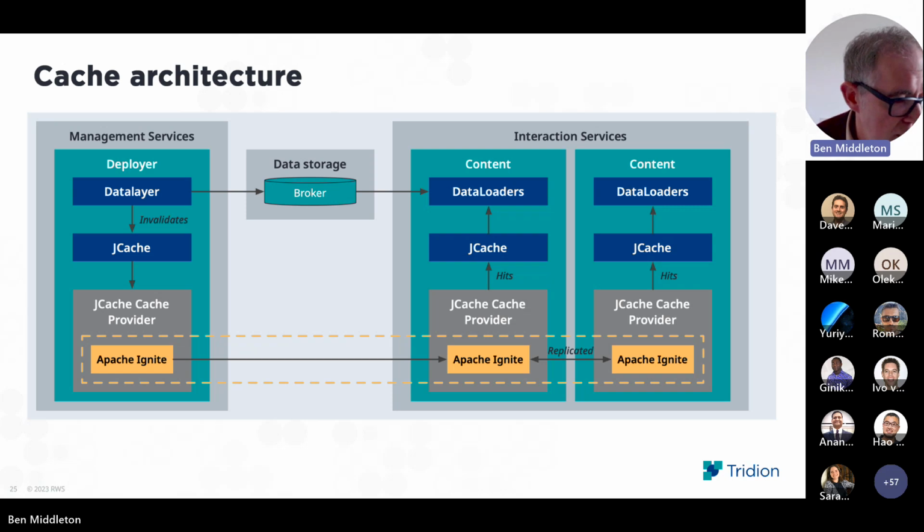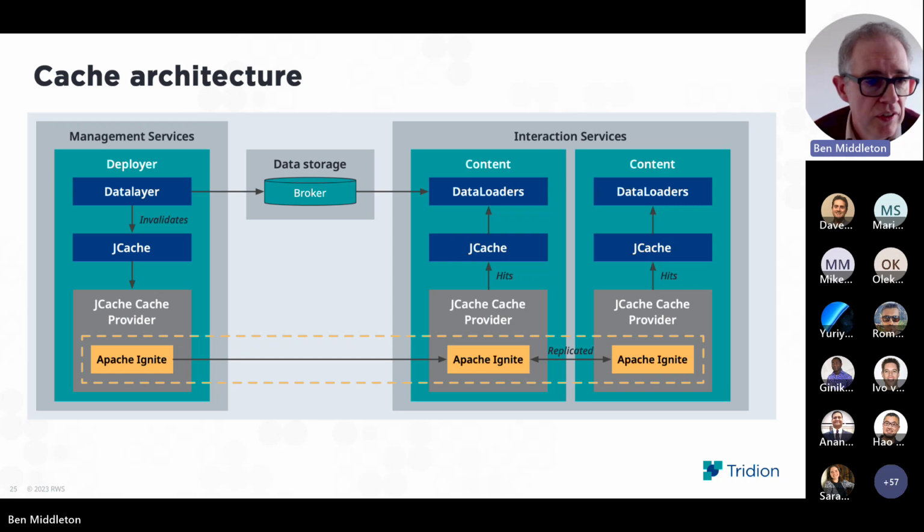We used to use a JMS queue to do invalidation messages from the deployers to our content services. But that was yet another component that we had to maintain and manage and caused some issues for some of our customers. So the nice thing about using this particular implementation is that Apache Ignite can handle its own invalidation just by essentially creating a cluster across all of these services.